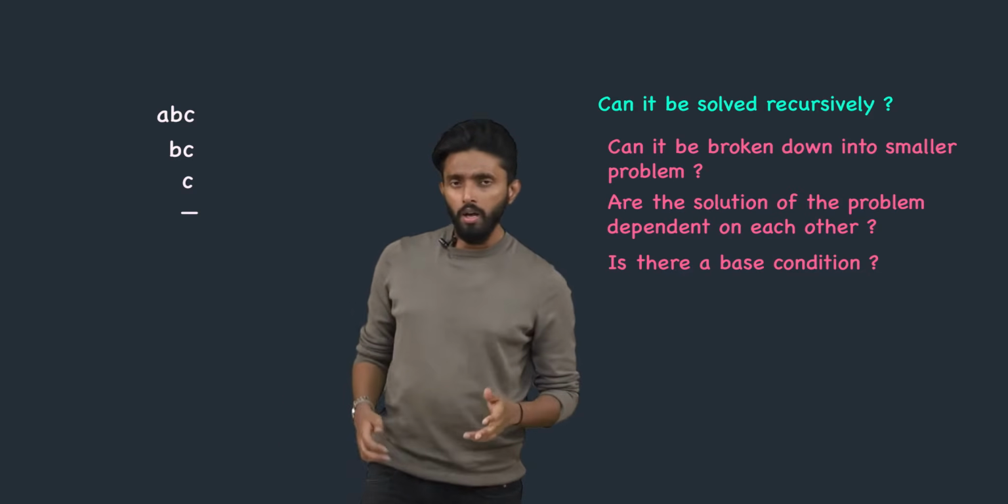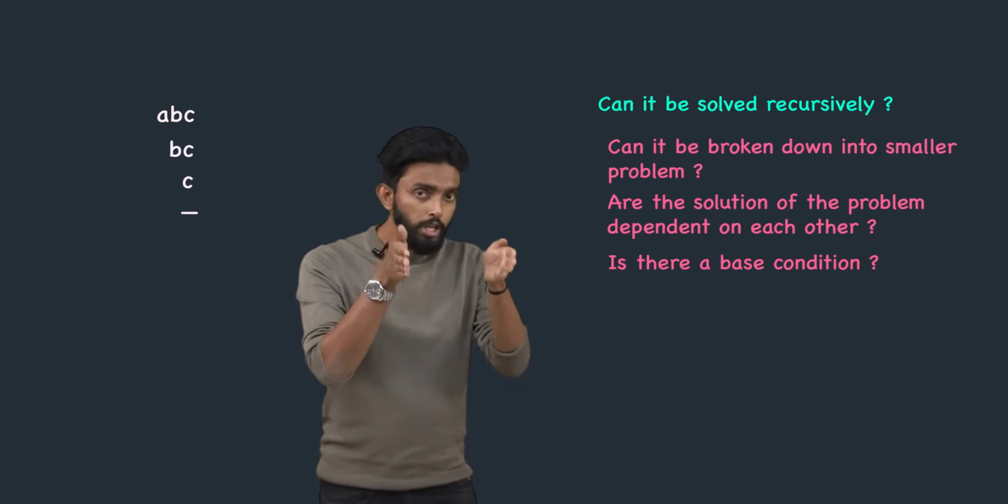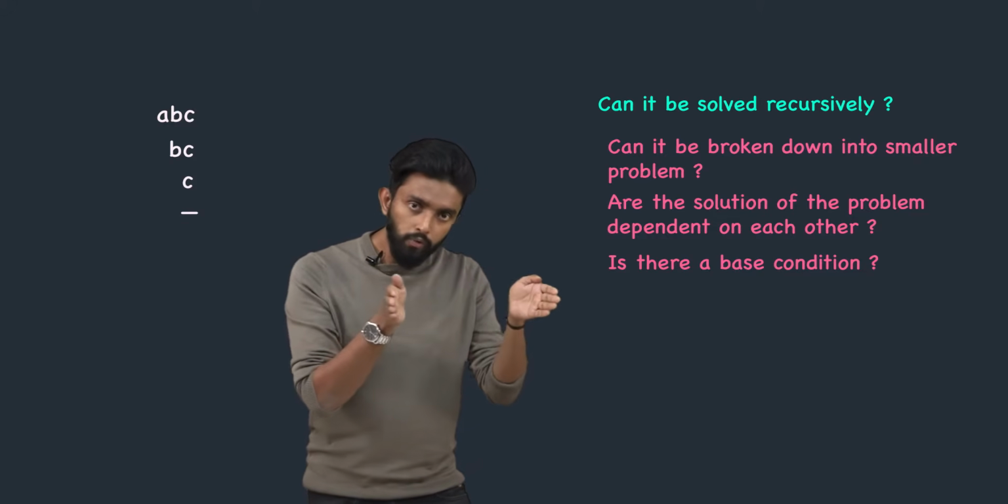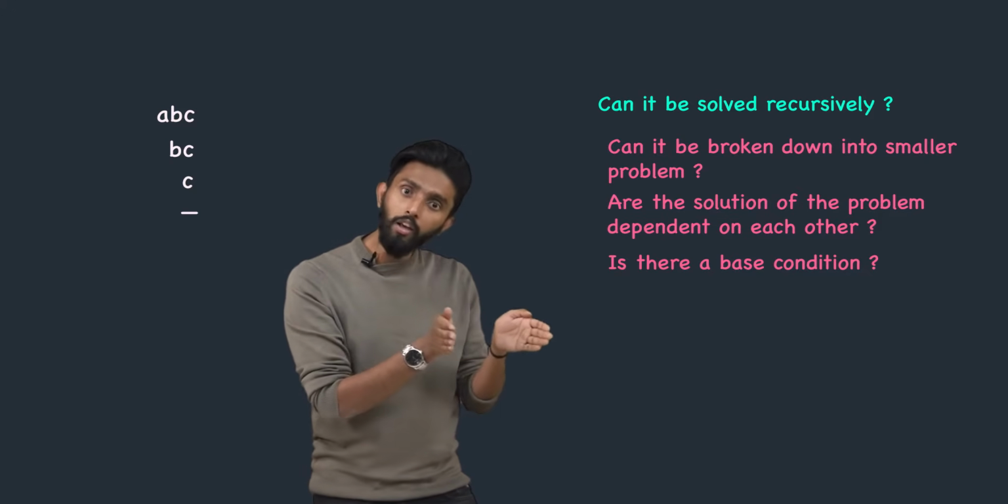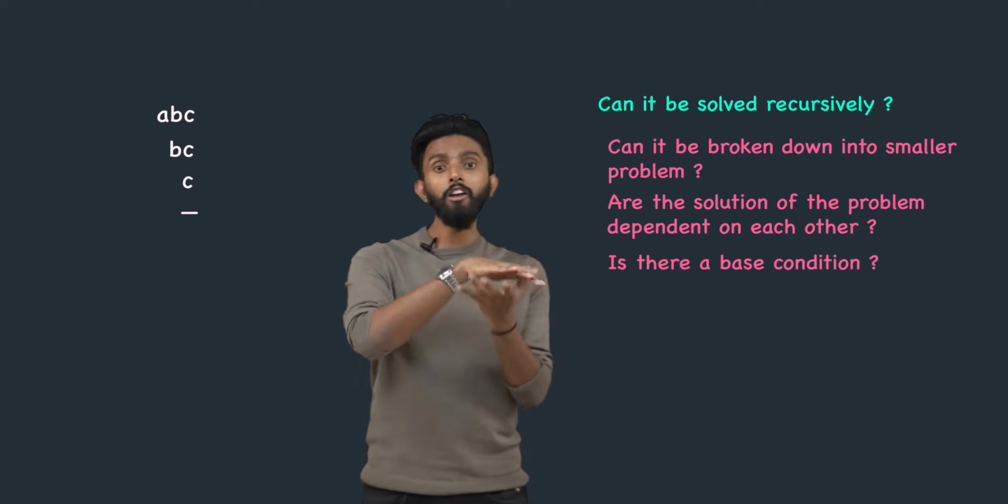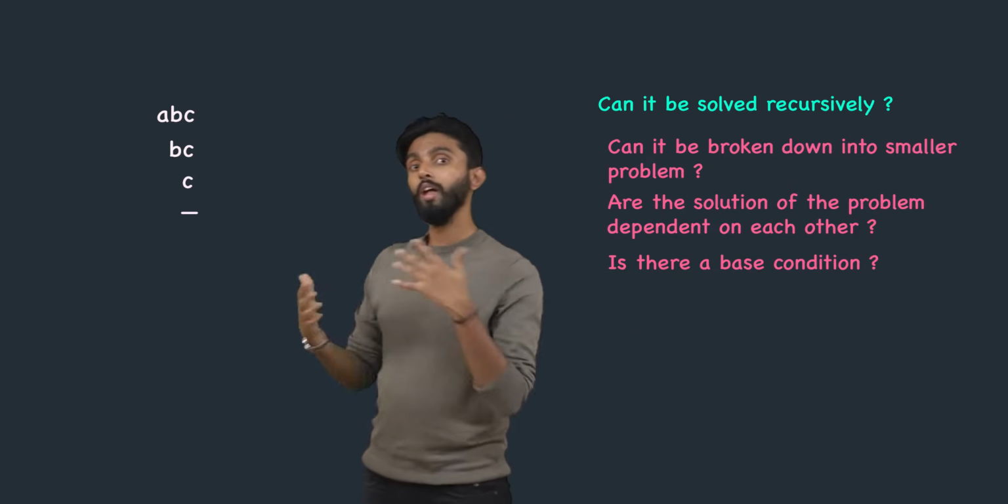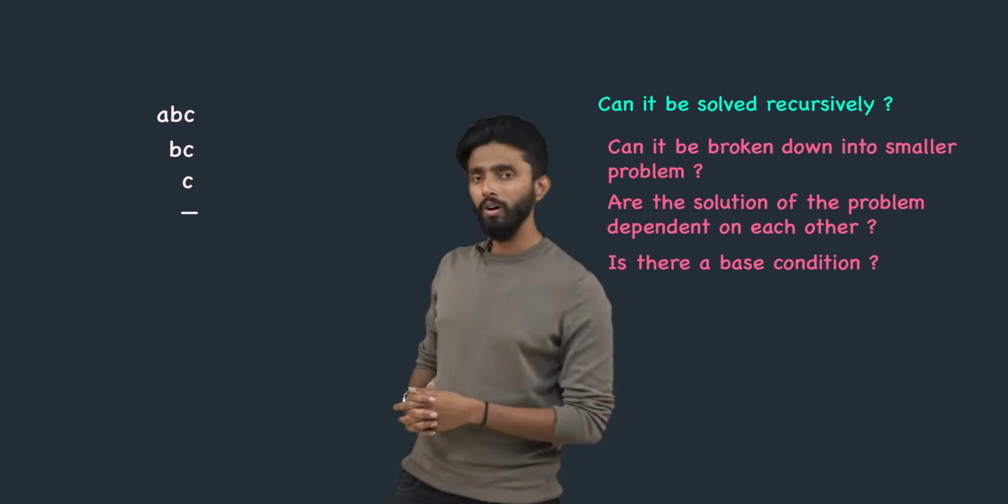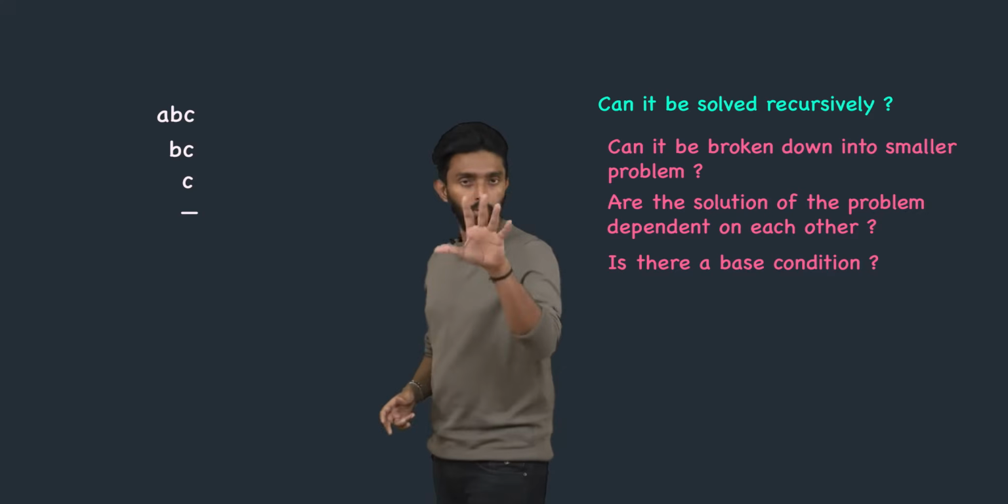Now you may ask, really, to find all the subsequences of ABC, can you first find BC, then find C, and then can it be merged together to get the final solution? Does it work? Let me show you with an example, okay?